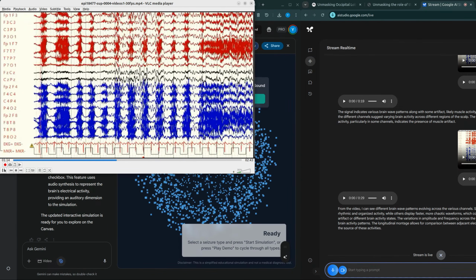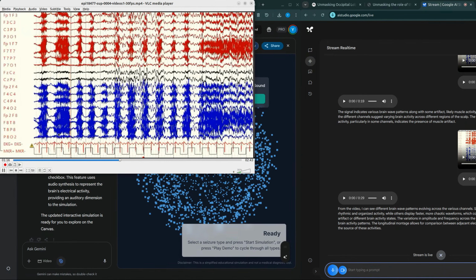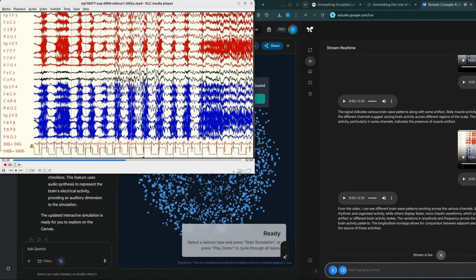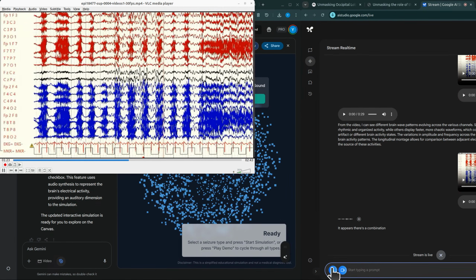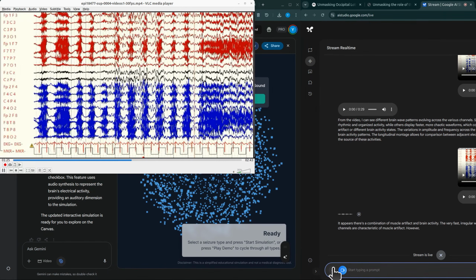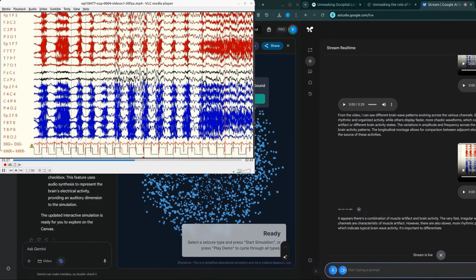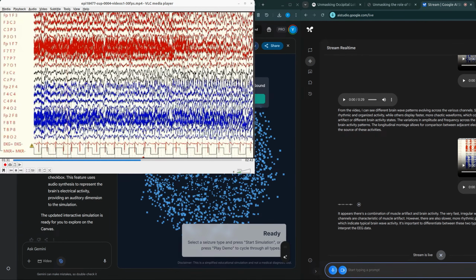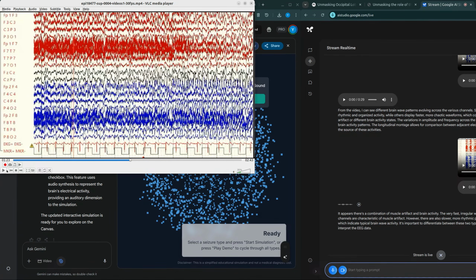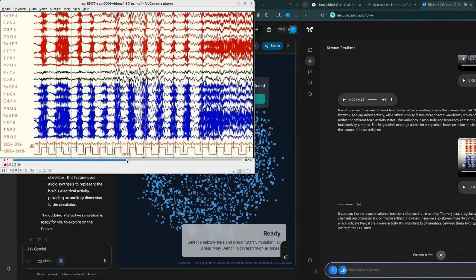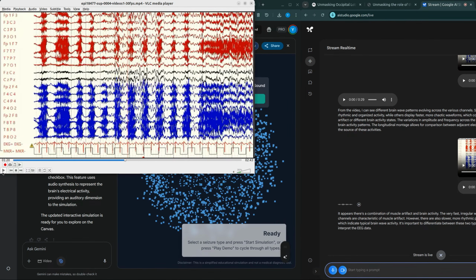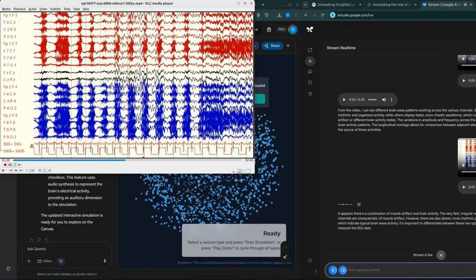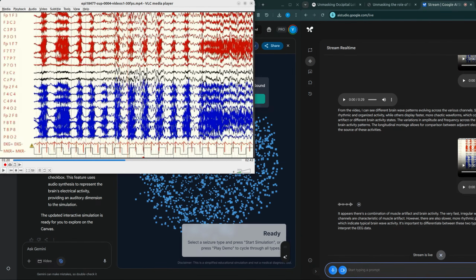Okay, I'll keep playing the video. What's happening now? Is it mainly muscle or is there something else going on? It appears there's a combination of muscle artifact and brain activity. The very fast, irregular waveforms in several channels are characteristic of muscle artifact. However, there are also slower, more rhythmic patterns in other channels, which indicate typical brainwave activity. It's important to differentiate between these two types of signals to accurately interpret the EEG data.